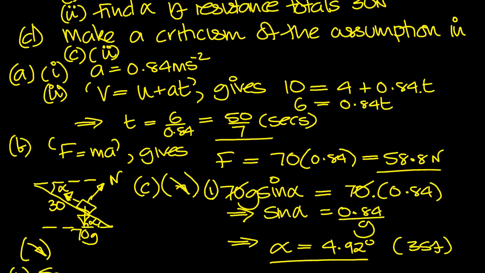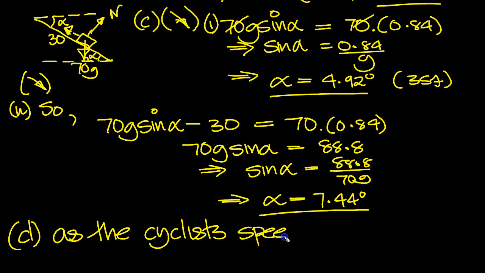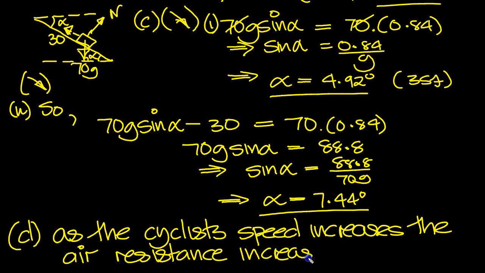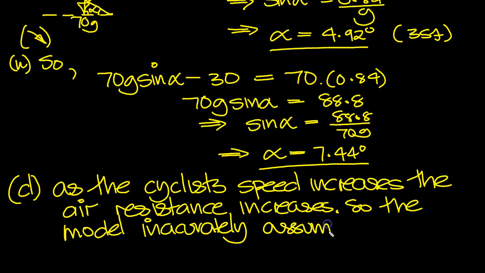Part D, make a criticism of the assumption in C part 2. So D: as the cyclist's speed increases, the air resistance, for one, increases, doesn't it? So the model inaccurately assumes constant resistance.